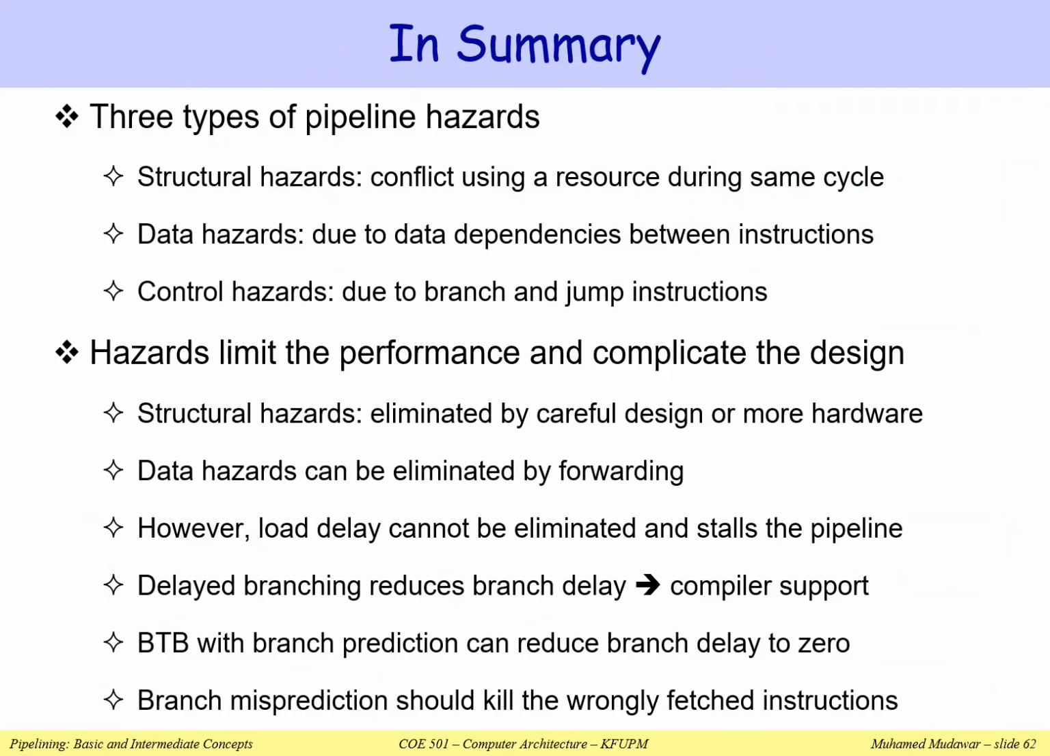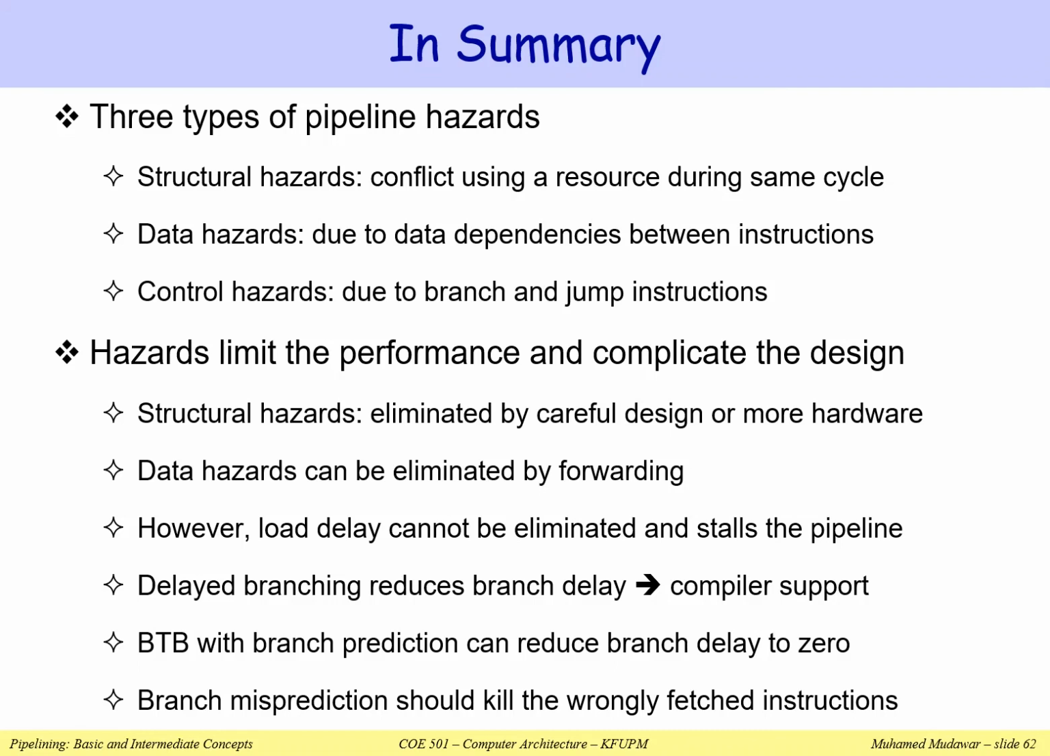So in summary, we have seen 3 different types of pipeline hazards. We have seen structural hazards, data hazards, and control hazards, which are due to control instructions, the jump and the branch instructions. Now, hazards are going to limit the performance of the pipeline. They are also going to complicate the design and implementation of the pipeline. We have seen structural hazards. These can be eliminated by careful design or sometimes by adding more hardware. This is why we use a split cache, an instruction cache and a data cache, so that both can be addressed at the same time to eliminate structural hazards.